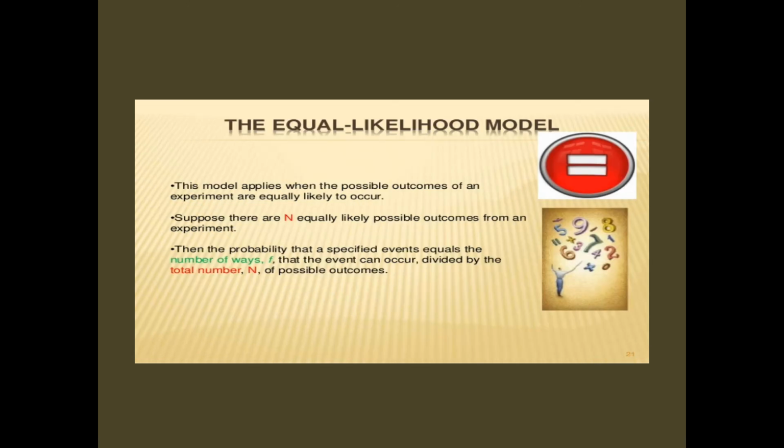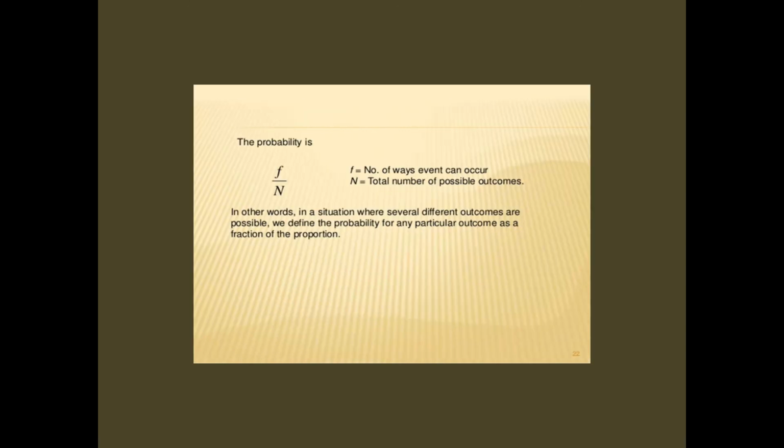Here, let us learn about equal likelihood model. This model applies when the possible outcomes of an experiment are equally likely to occur. Suppose there are n equally likely possible outcomes from an experiment. Then, the probability that a specified event will occur is equal to the number of ways the event can occur, that is f, upon total number of possible outcomes, that is n. Therefore, the probability is f upon n.